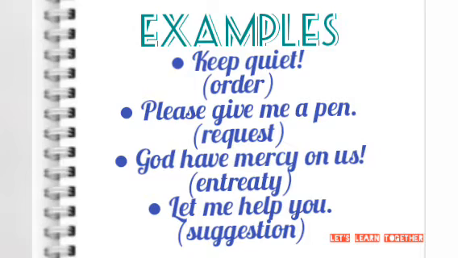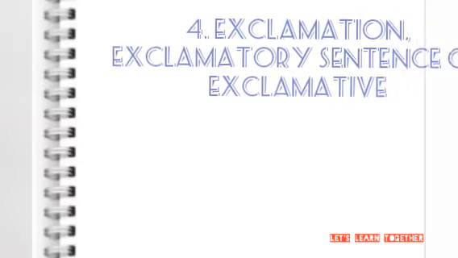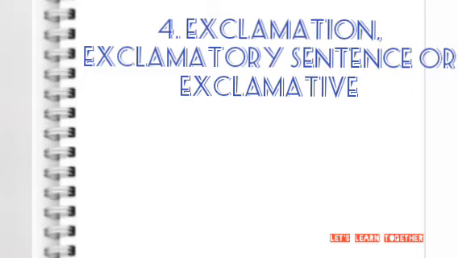Let me help you. From all these sentences, the first sentence, keep quiet, gives an order. The second one, please give me a pen, gives us a request. The third one, God have mercy on us, gives us an entreaty. The last one, let me help you, gives us a suggestion. So from all these sentences, we can understand they give us an order, request, entreaty, or a suggestion.